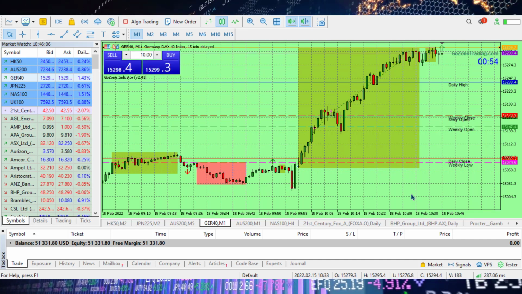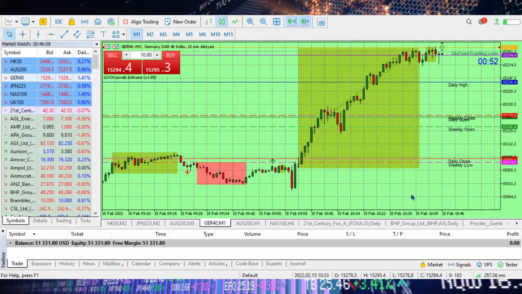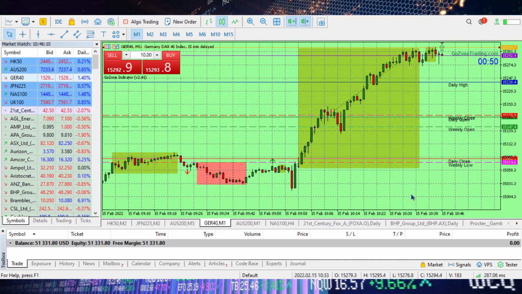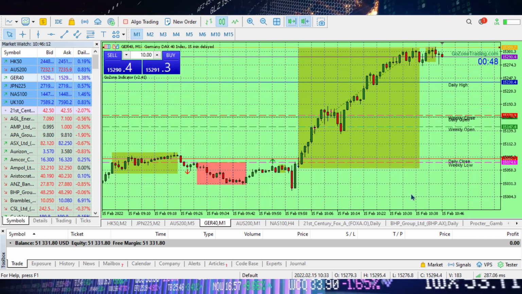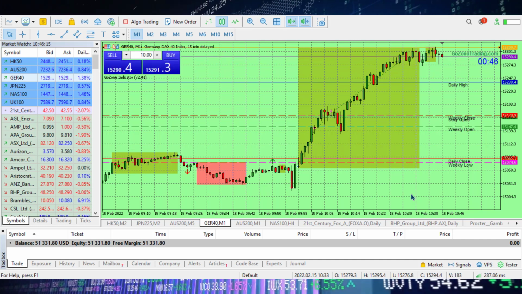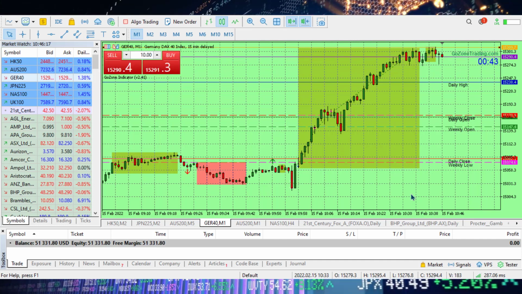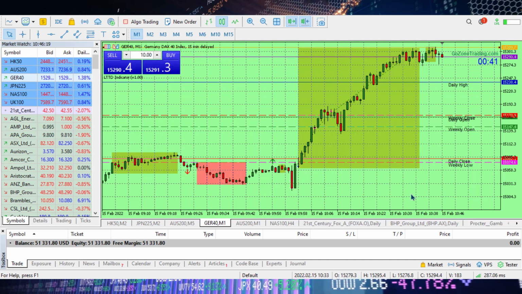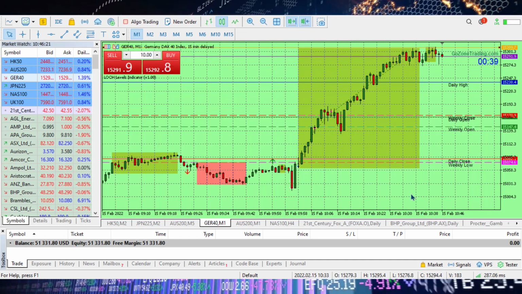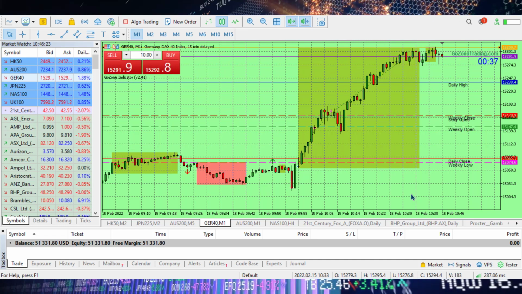Now, to be clear, I have no intentions of trading this market any further. I'm very happy with the trade that I made. So I'm just watching the go zone to see how it performs, to see if it does break through that breakout line and see if I made the right choice.